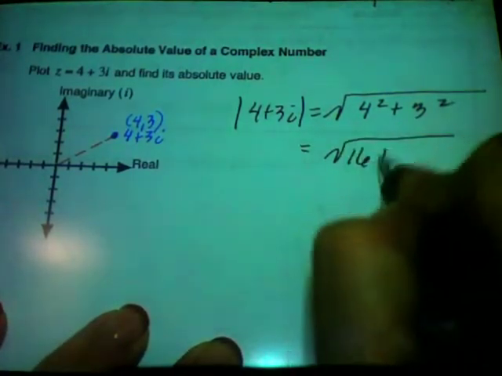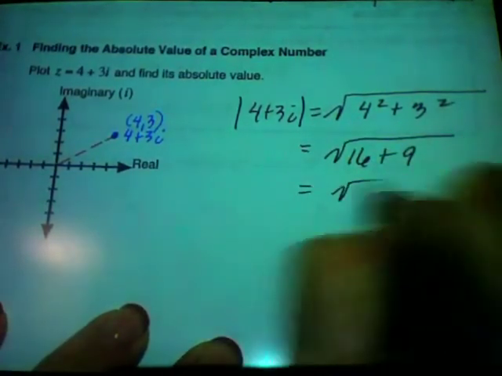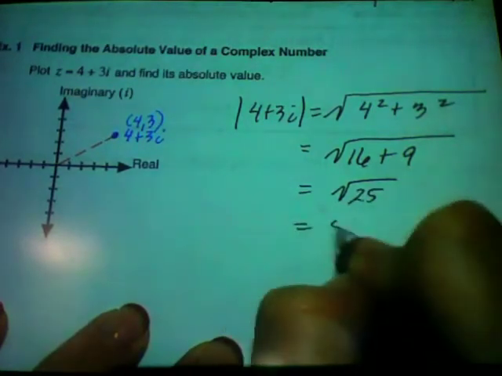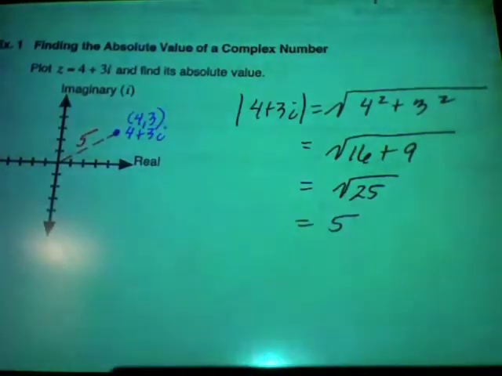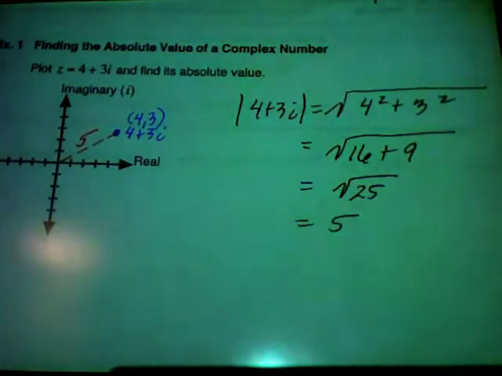All right, so aren't we going to take 4 squared plus 3 squared? You get 16 plus 9, square root of 25, which is 5. So this distance here is 5. Say that again? Nope, we don't do anything with that. All we're looking at are the coefficients.